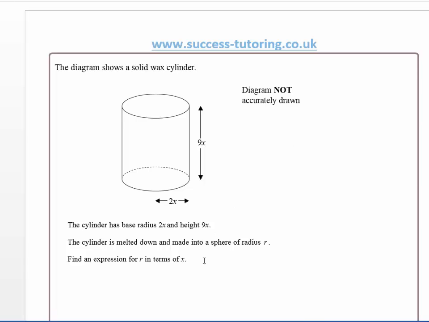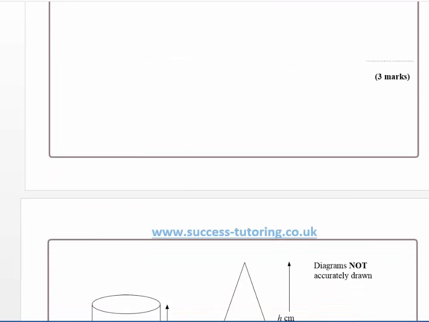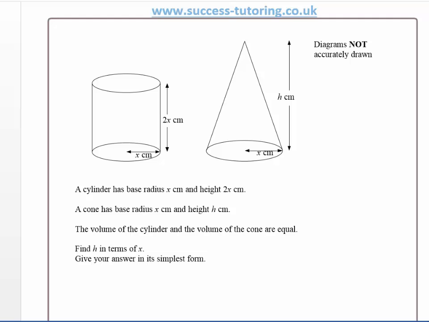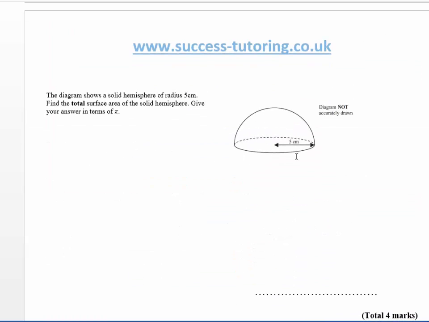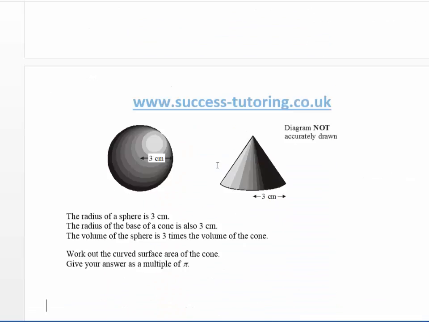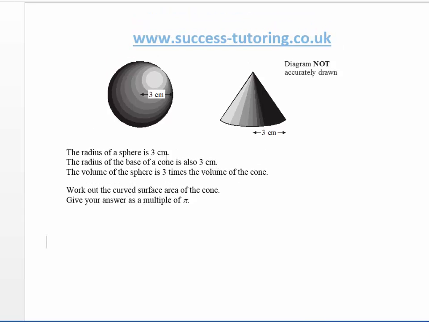Today what we're going to be doing is looking at grade A and grade A star surface area and volume questions. Questions that will require you in your answer to find an expression for r in terms of x. That's question number 1. Question 2 will require you to equate the volume of two different shapes, similar to question number 3. Question number 4, you've got to give your answer for the surface area of a hemisphere in terms of pi. And question number 5 is a two-part question involving surface area and volume.